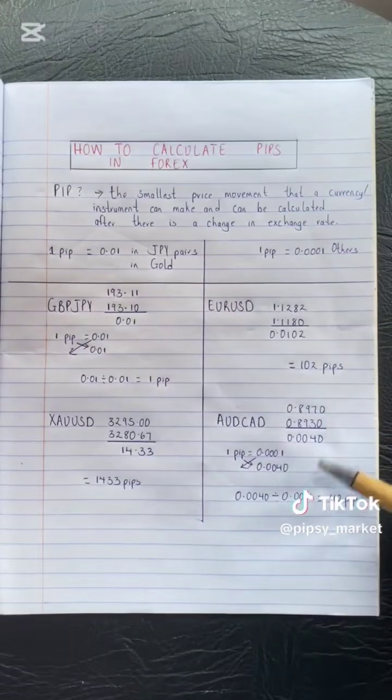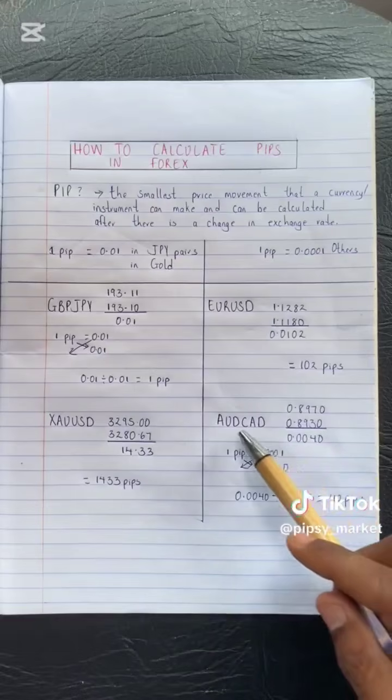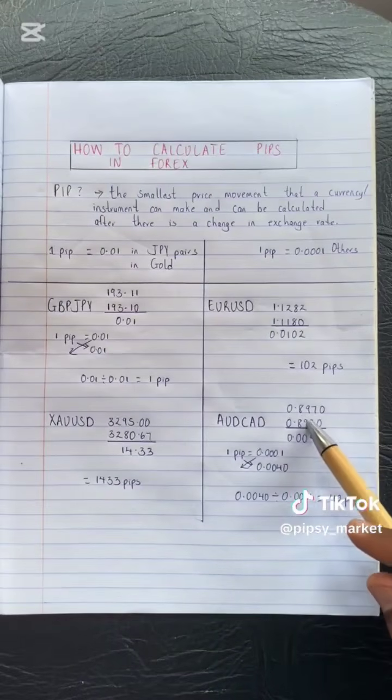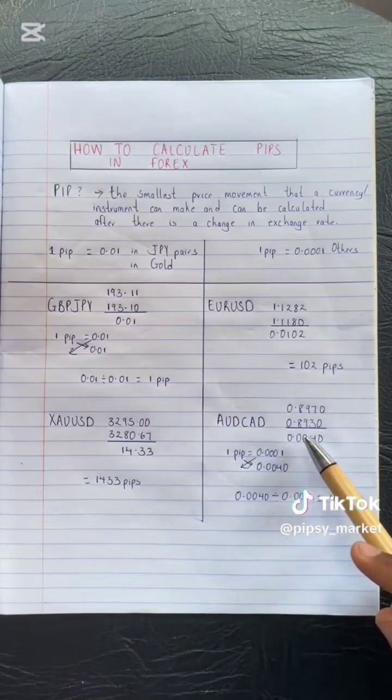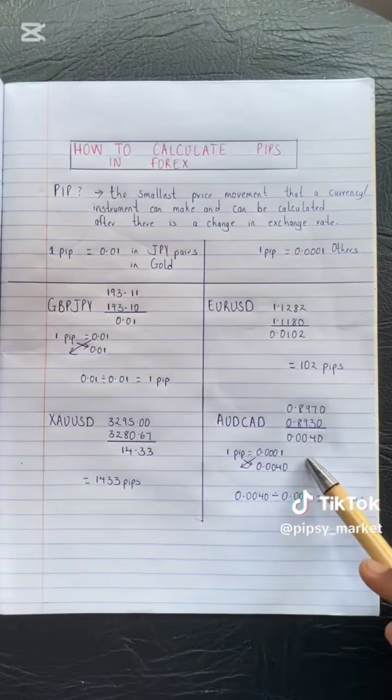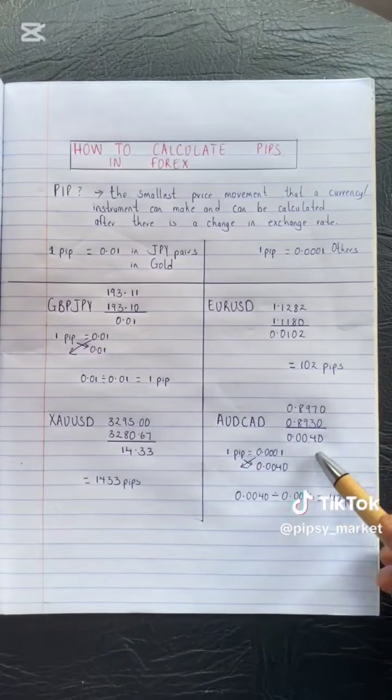Let's look at another method of calculation. If price on Aussie card moved from 0.8970 to 0.8930, if you minus, you'll get 0.0040.